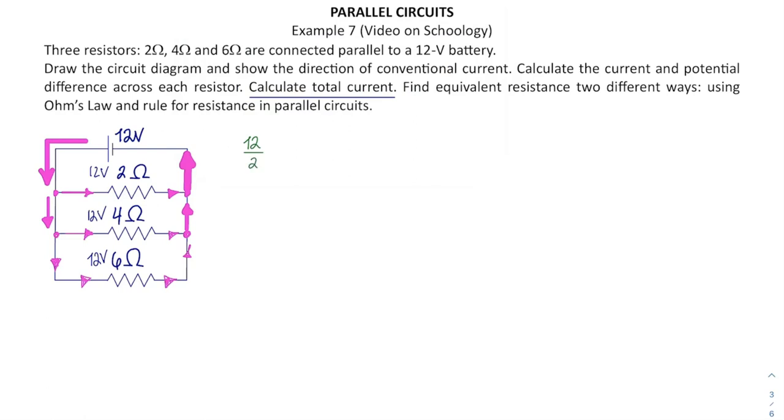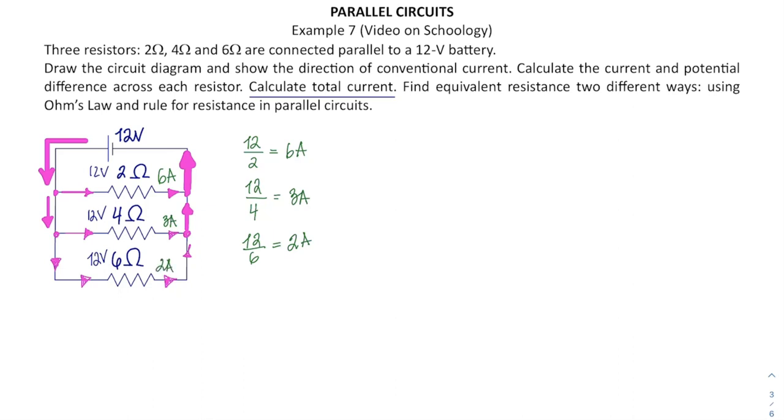12 over 2. The current in this resistor is 6 amps. Boom. Then I have again 12, but now over 4. That's going to be 3 amps. Which should make sense. The one that has double the resistance will get only half the current. And then finally, 12 divided by 6, that will be only 2 amps. 3 times the resistance, 1/3 of the current.